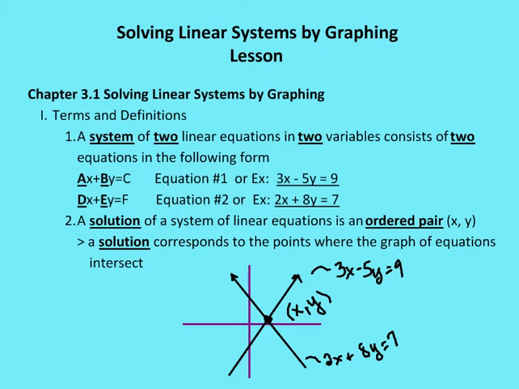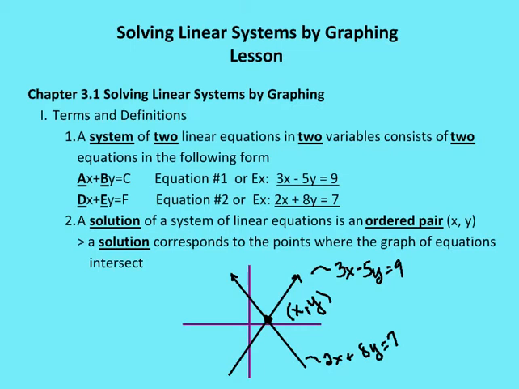A system of two linear equations in two variables consists of, believe it or not, two equations in the following form. We've got ax plus by, so two variables, is equal to some constant, and dx plus ey is equal to some constant. So we have the same variables, x and y, in two equations equaling some constant. An example would be equation number 1, 3x minus 5y is equal to 9, and equation number 2 is 2x plus 8y is equal to 7.